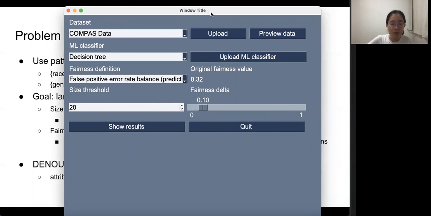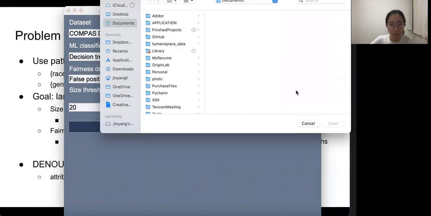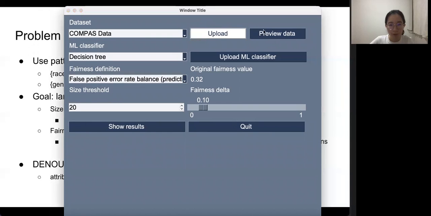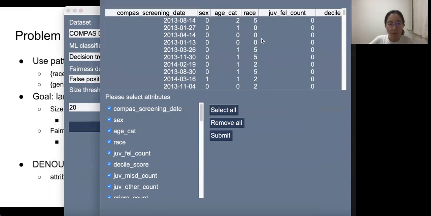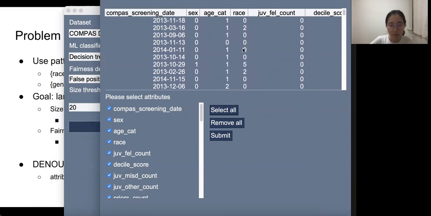And this is the user interface of our system. First of all, the user needs to select a data set. There are 3 different data sets provided by the system. Or the user can also upload their own data set from local computer. And then the user can preview the data. For example, this table here shows the content of COMPAS dataset.